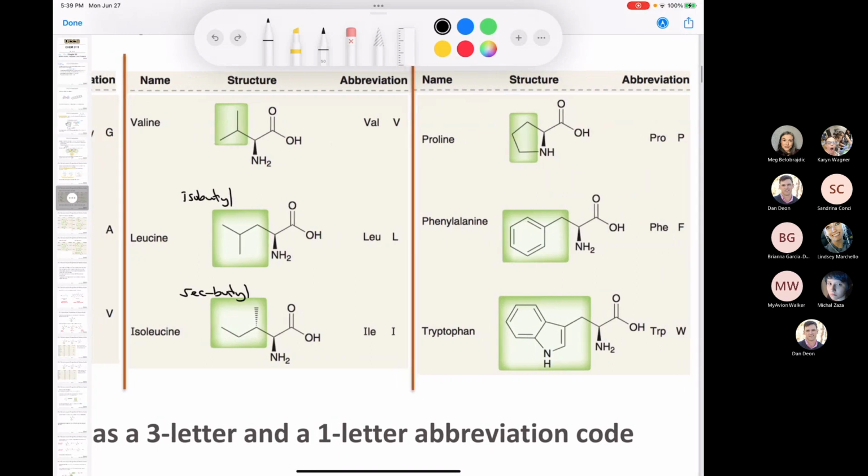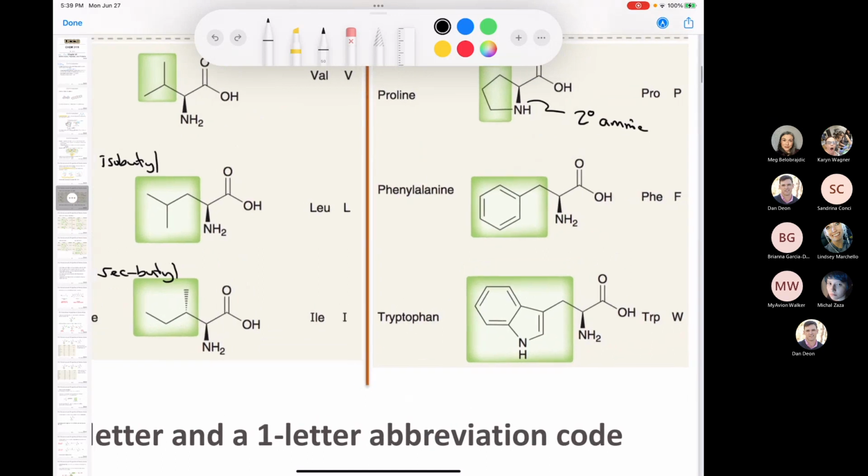The next one is proline. And proline is a very unique amino acid because it's the only one where the amine is a secondary amine. All the other amines, for example, like this or this or this, they're all primary amines. Proline's the only one that's different, which really gives it some interesting biological properties. Then we have phenylalanine. This is a benzyl group here. This is called a benzyl.